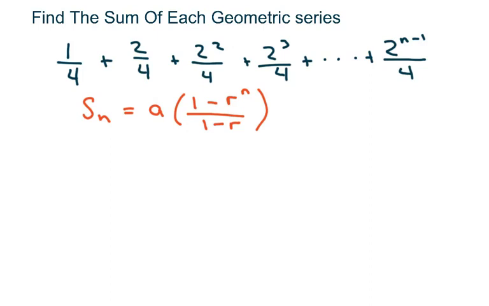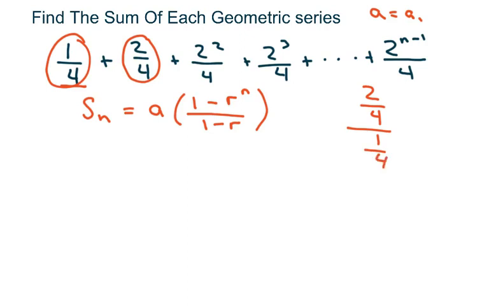So we have our first term, which is 1 over 4. I'm just going to let a equal my first term so I don't have to keep writing the 1/4. Now my r in this case is what you do is you take your second term and divide it by the first term. So we're going to take 2/4, divide it by 1/4, and the 4's cancel, and that just leaves us 2. So my r is 2.